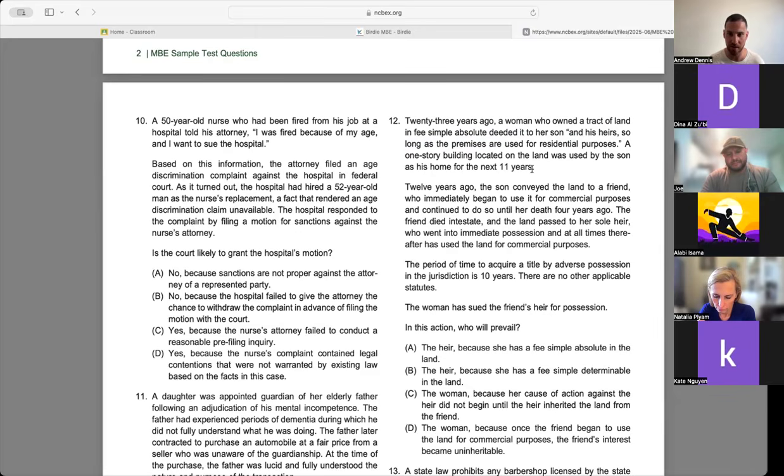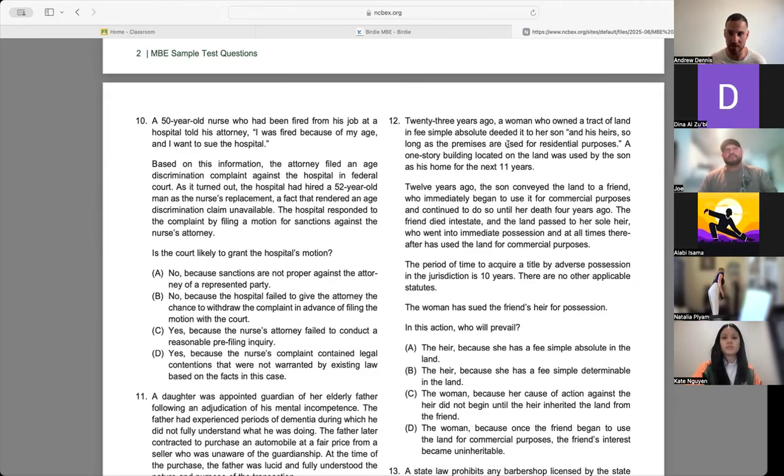The friend died intestate, and the land passed to the sole heir who went into immediate possession and at all times thereafter has used the land for commercial purposes. The period of time to acquire title by adverse possession in the jurisdiction is 10 years. There's no other applicable statute. Ooh, this is not what I thought they were going to ask here. At first I would say it's going to go back to the woman, but the problem is that a one-story building located on the land was used by the son as a home for the next 11 years.